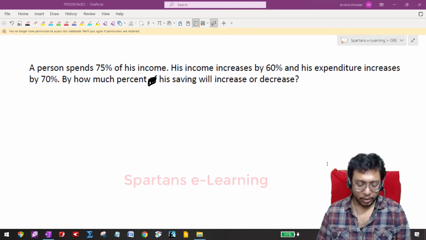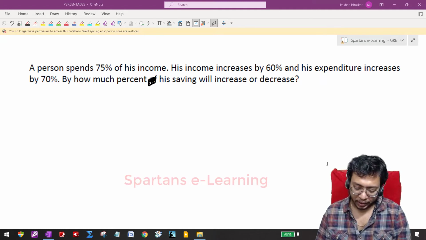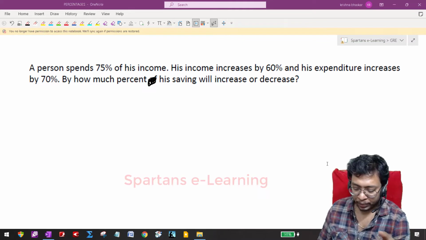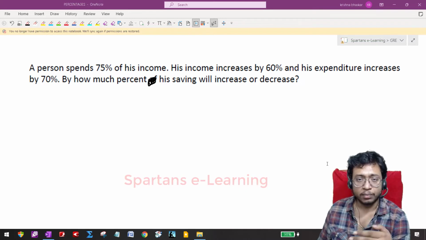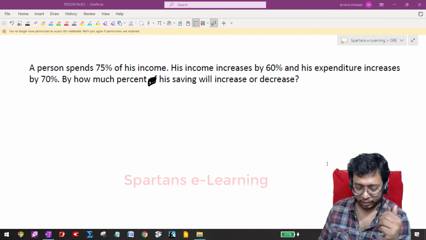Now let us solve the next question. The question says a person spends 75% of his income. His income increases by 60% and his expenditure increases by 70%. Now your question is, by how much percentage his savings will increase or decrease?